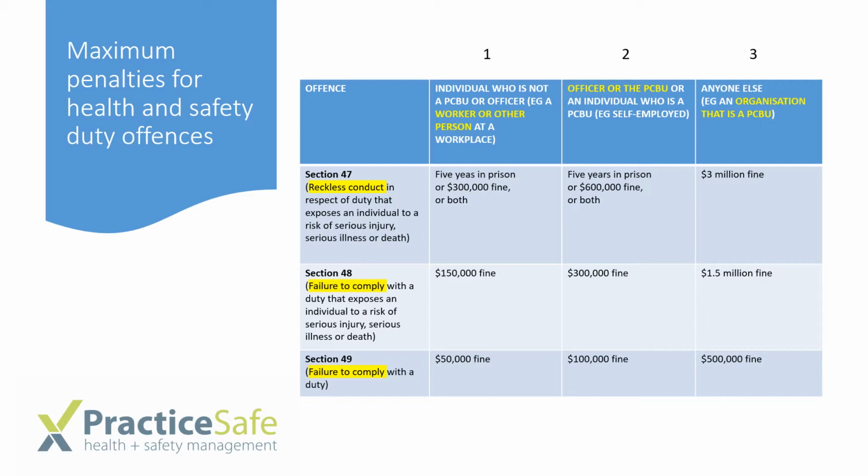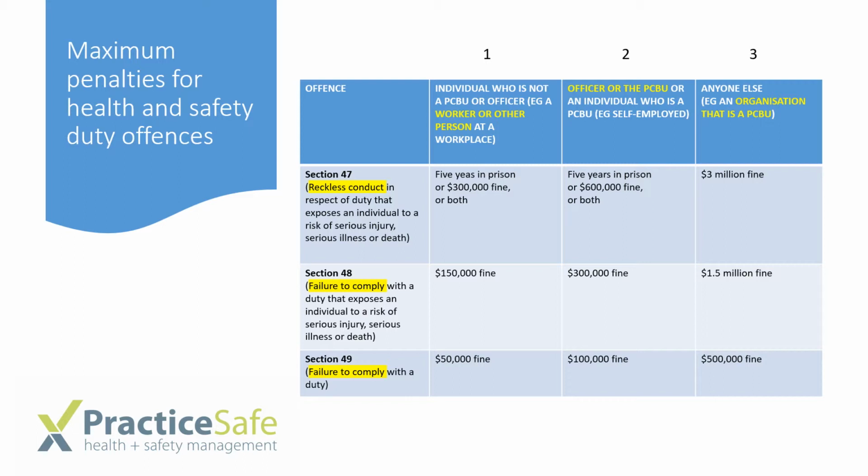These penalties are scaled based on a number of factors and legal requirements, but as a broad overview, we're just going to have a look at the maximum penalties and offences. There are 3 duty holders. Column 1 is the workers. Column 2, officers and PCBUs, particularly if they're individuals or sole traders. And column 3, PCBUs and large organisations.